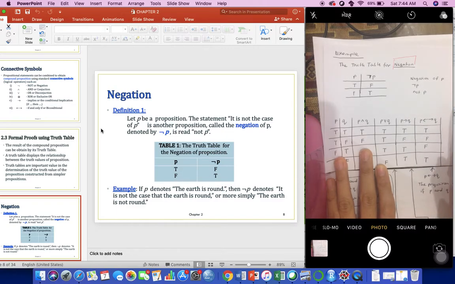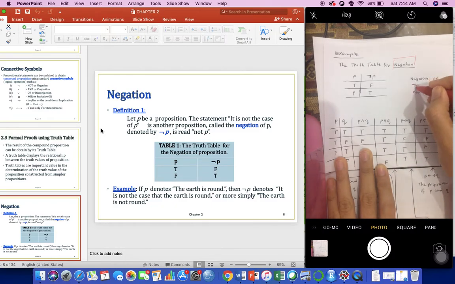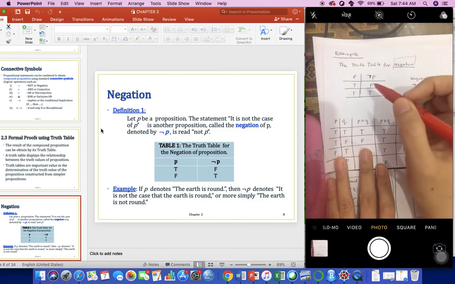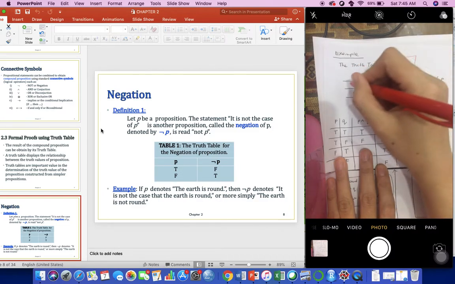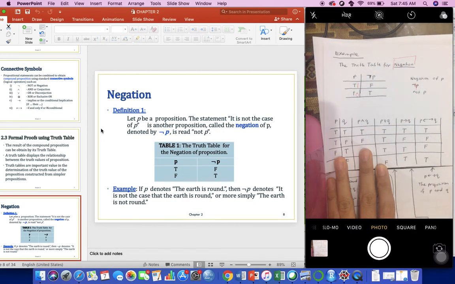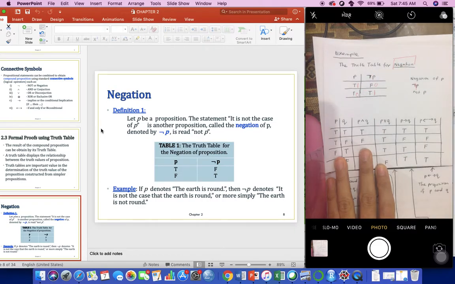This negation, you can call it the negation of P, or you can write the symbol of negation before P, or you can also write it like this, not P. If you use binary, bitwise, you can put 1 and 0, meaning that here is 0 and here is 1, if you don't want to use T and F. Okay.